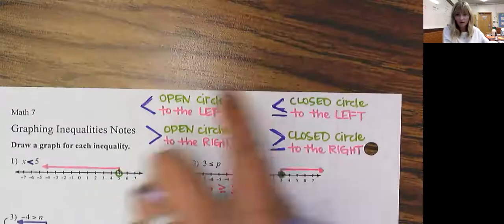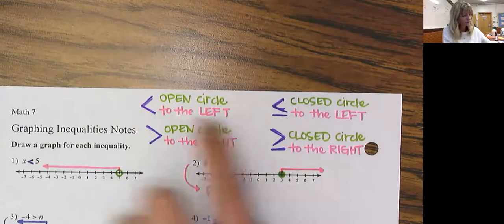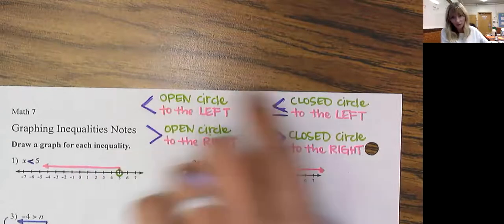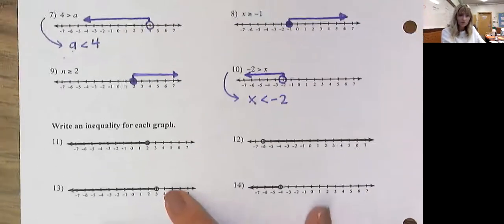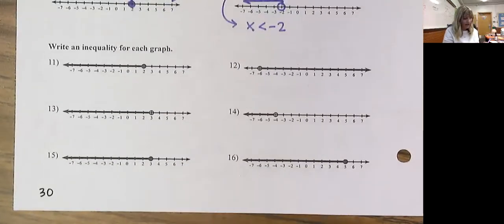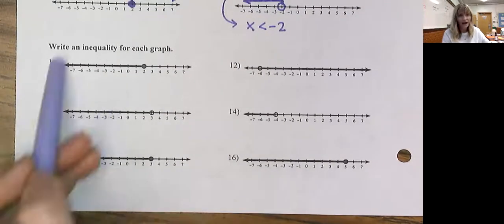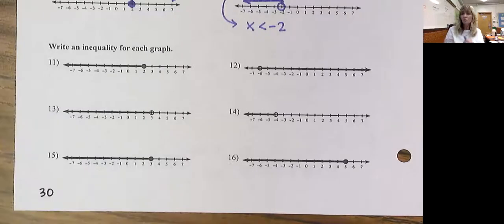Keep this out as you work on your Canvas quiz so that you can match up and say, okay, is it open circle? Is it closed circle? Does it go to the left? Does it go to the right? Make sure this is out so that you can look at it while you work. But one more thing we need to be able to do is go the other direction. What if I already give you the graph and I'm asking you to write an inequality? That means you need to go backwards.